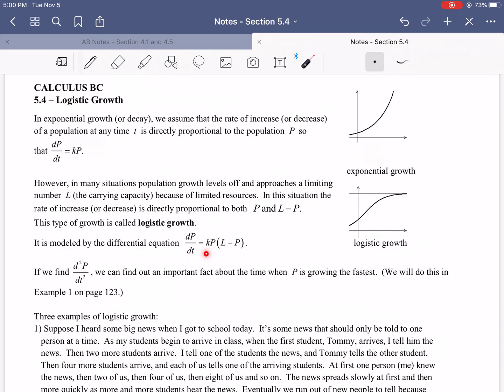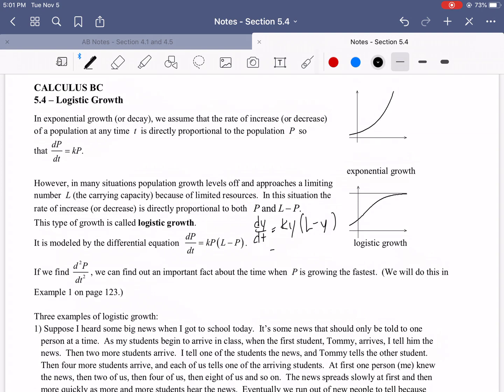dP/dt is equal to k, which is some constant, multiplied by P, multiplied by L minus P, where L is your carrying capacity, or that limiting number that we talked about. Now, you might see this equation in a couple of different forms. They don't necessarily always use P. Sometimes they like to use Y instead. So you might see this as dy/dt is equal to ky multiplied by L minus y, where y is taking the place of P.